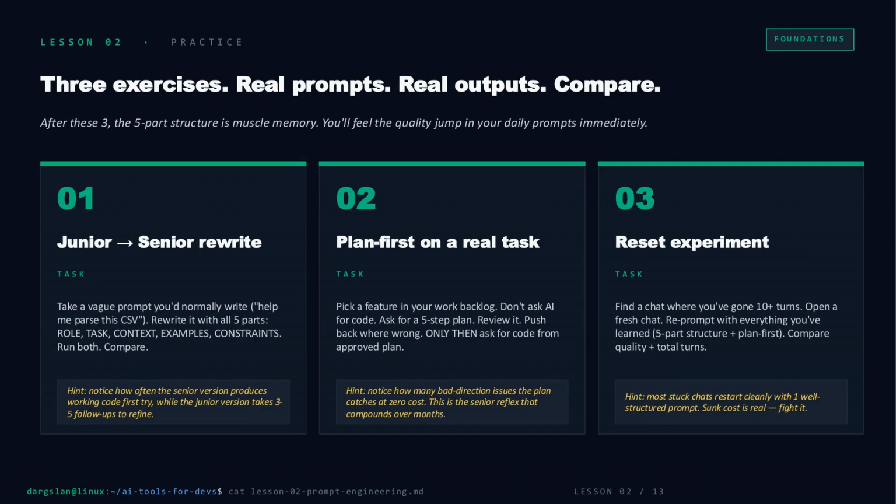Theory's cheap. Here's where it sticks. 3 exercises. Do them today. First, take a vague prompt you'd normally fire off and rewrite it with all 5 parts. Run both. Watch the senior version land working code on the first try. Second, pick a real backlog feature and force yourself to get a 5-step plan approved before any code touches the screen. Third, find a stuck chat past 10 turns, open a fresh one, and reprompt with everything you've learned. After these 3, the scaffold is muscle memory.